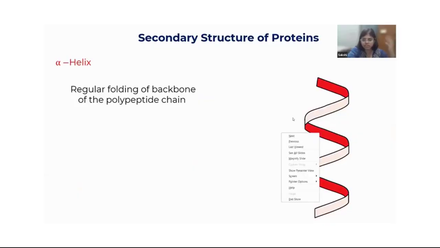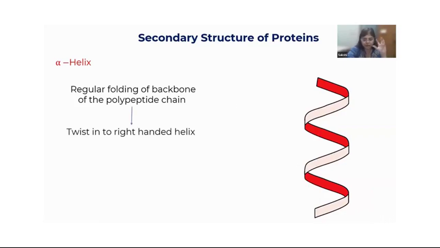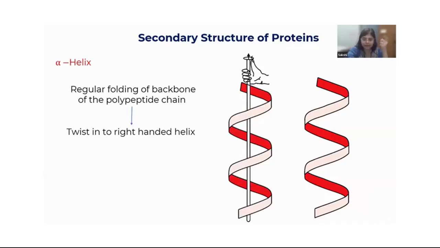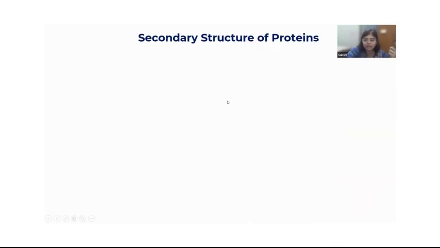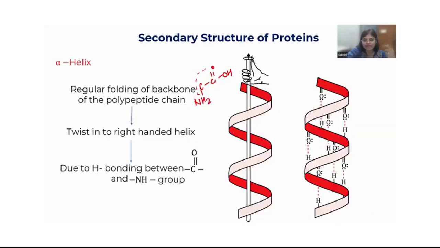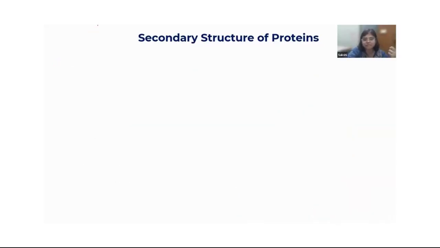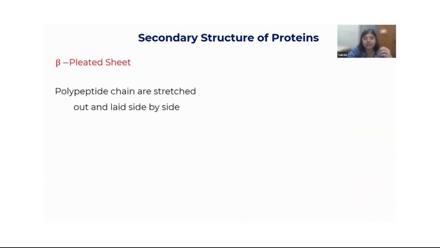So basically there is this chain of amino acids and there is a regular folding in the chain of amino acids, right? So it twists like a right-handed helix. Why does it happen? This is because in the amino group, NH2, C double bond O, OH, basically there is a hydrogen bonding between this NH group and this oxygen atom, which makes it twirl. So that is the reason these are secondary structures. So as I told you, this is alpha helix, which is a secondary protein structure. Okay, next, beta pleated.